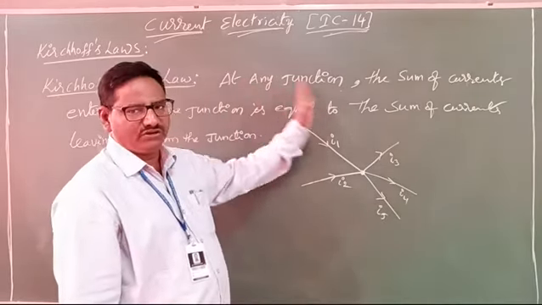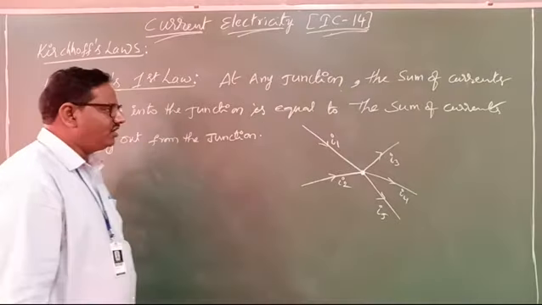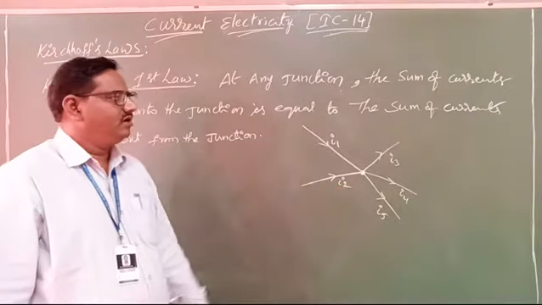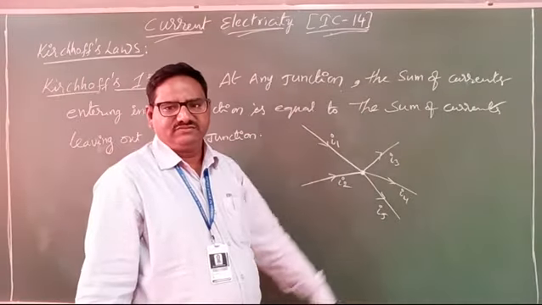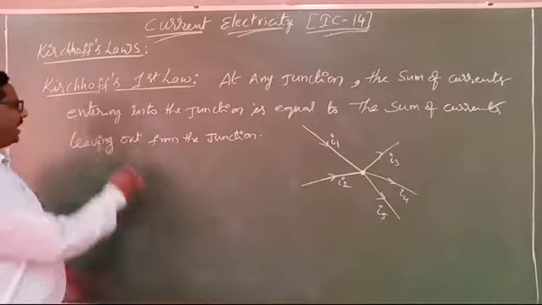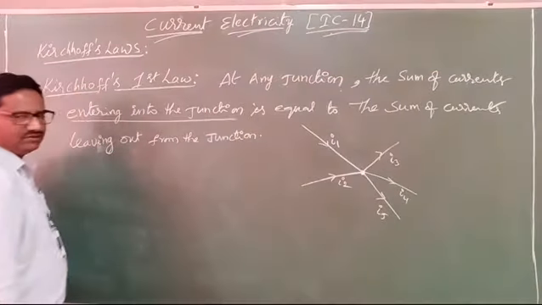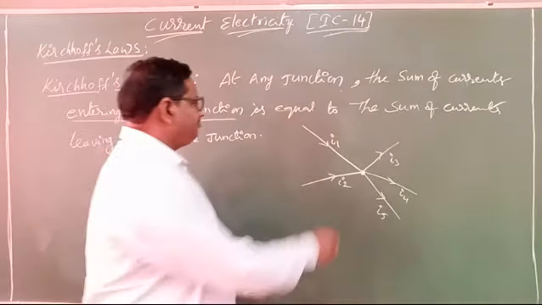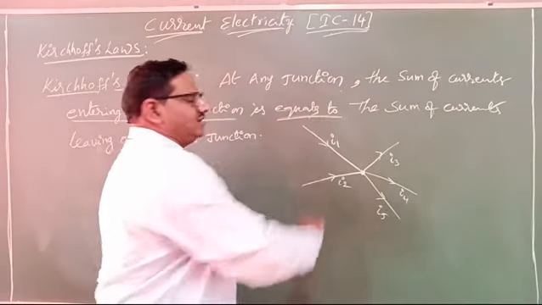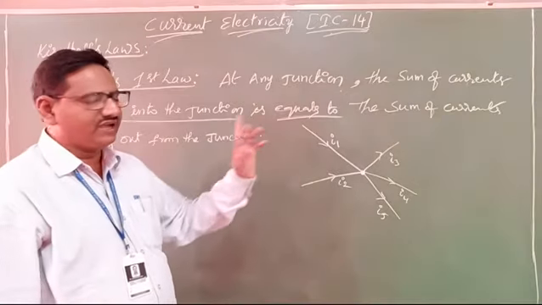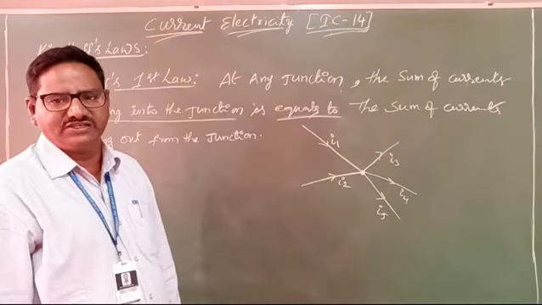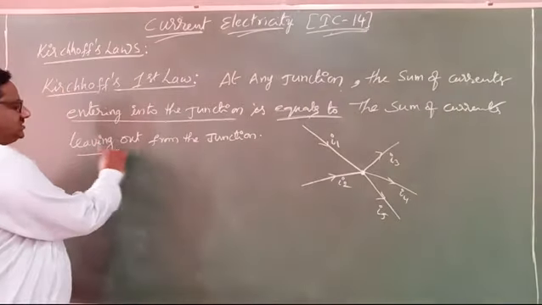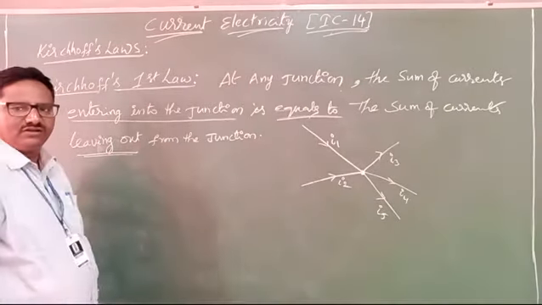Here I wrote one very simple definition. At any junction, the sum of currents entering into the junction is equal to the sum of currents leaving out from the junction.